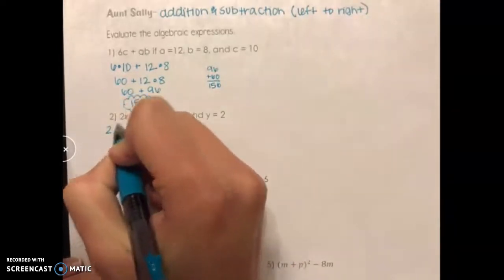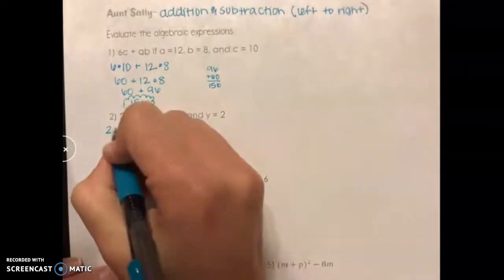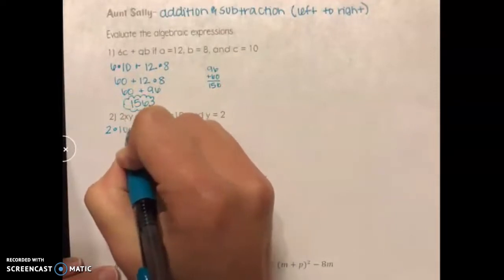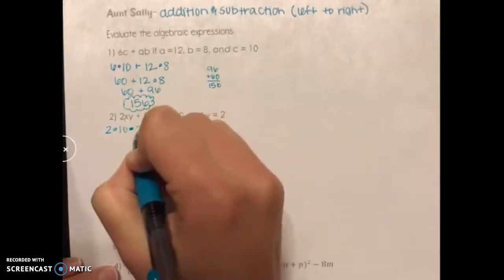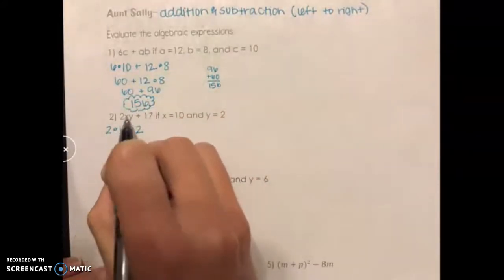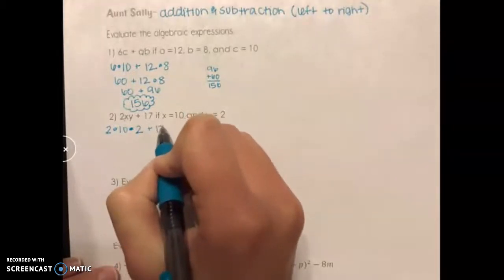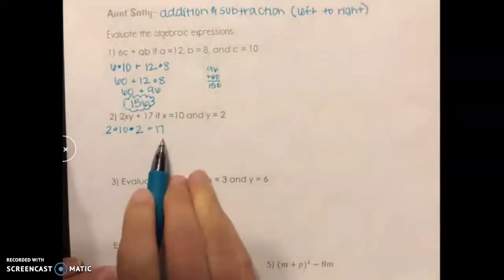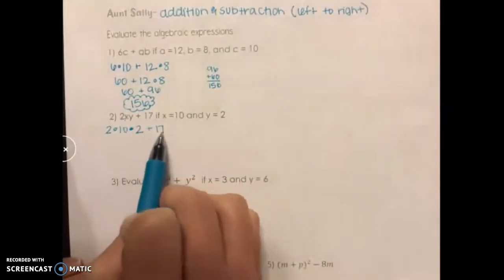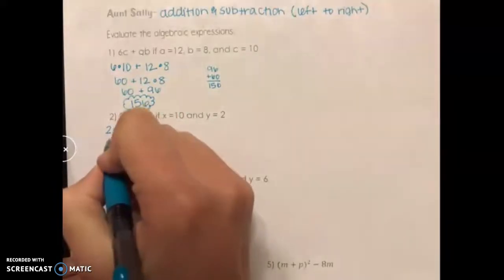So bring it straight down like I see it. 2, instead of writing x, what could we write? 10. So times 10. And then instead of writing y, we're going to put times 2. Because remember, this means to multiply them all. So 2 times x times y plus 17. Again, guys, this looks really, really familiar to us. All right, so I don't have any parentheses. I don't have any exponents. Ooh, I have a multiplication.